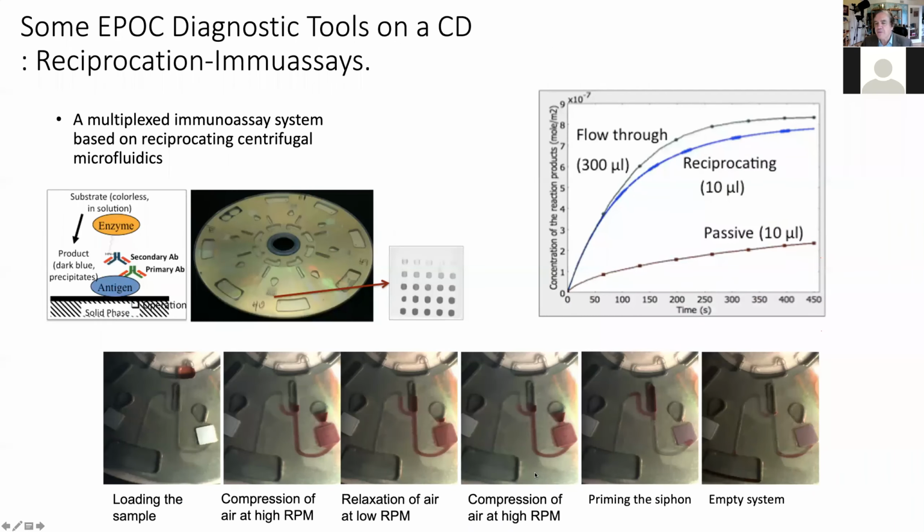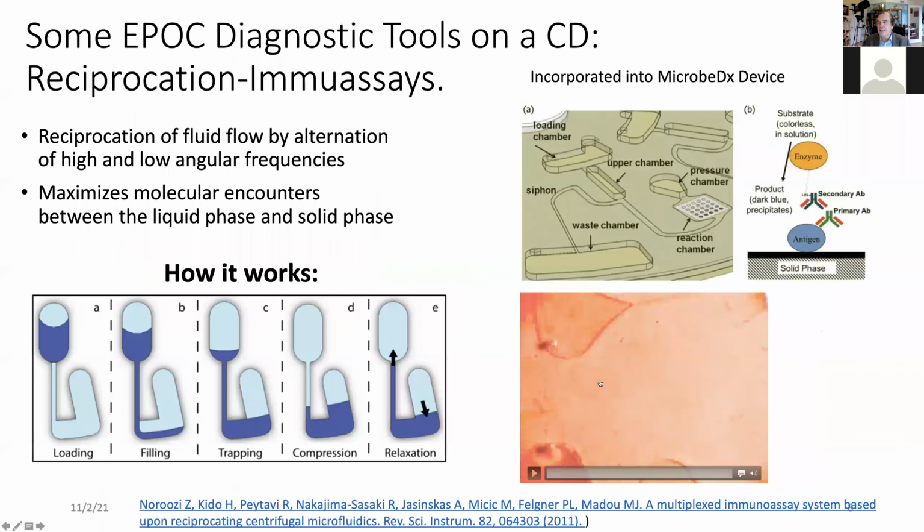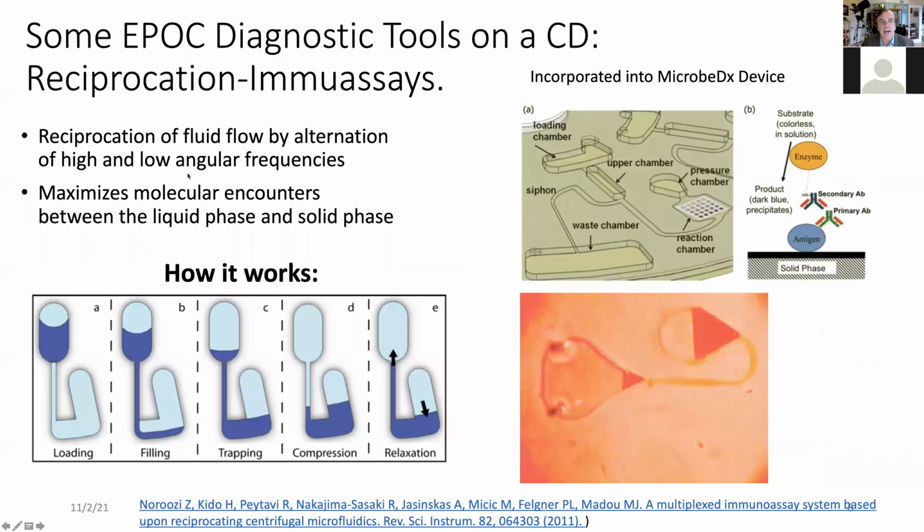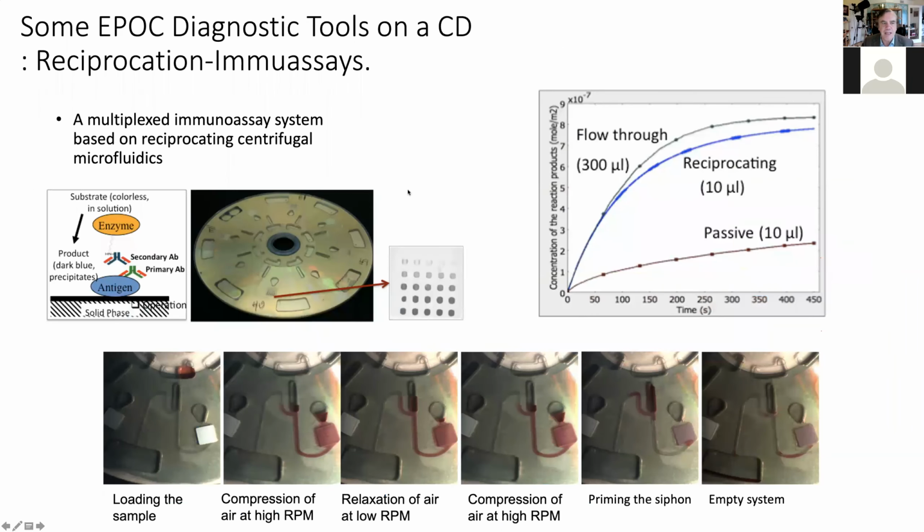This going back and forth is illustrated here. The center of the CD is here. Normally, you bring it down, you can never go back up. But if this is a closed chamber, we can go back and forth as many times as we want. So we do reciprocation of fluid flow by alternation of high and low angular frequencies. And that maximizes the molecular encounter between the liquid phase and the solid phase. And the advantages of this are manifold.